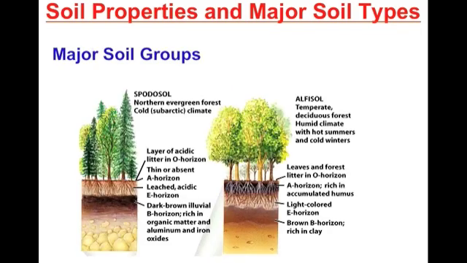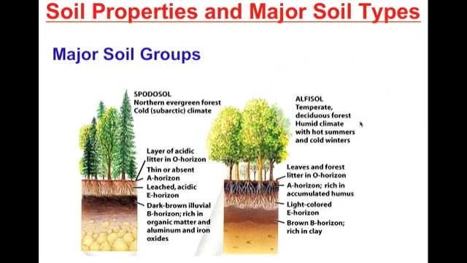So on to the major soil types. Spodosol is found in an evergreen forest. It has a layer of acidic litter. It has a thin or absent A horizon. Because of the acidic qualities of the litter, there's a high degree of leaching.